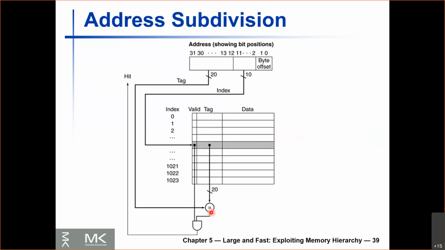So I'm going to have a little AND gate over here. If my valid bit is set, and if my tag in the address is equal to the tag in the cache, that means I have a cache hit. And that means I tell my processor, hey, processor, I have a cache hit. And then once I have a cache hit, what do I need to do?